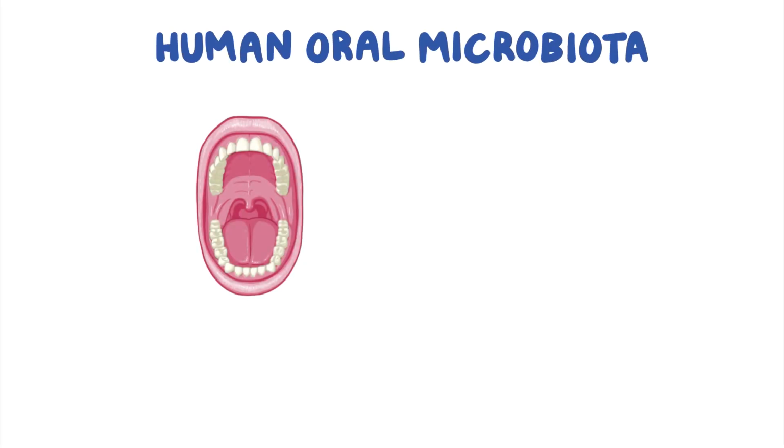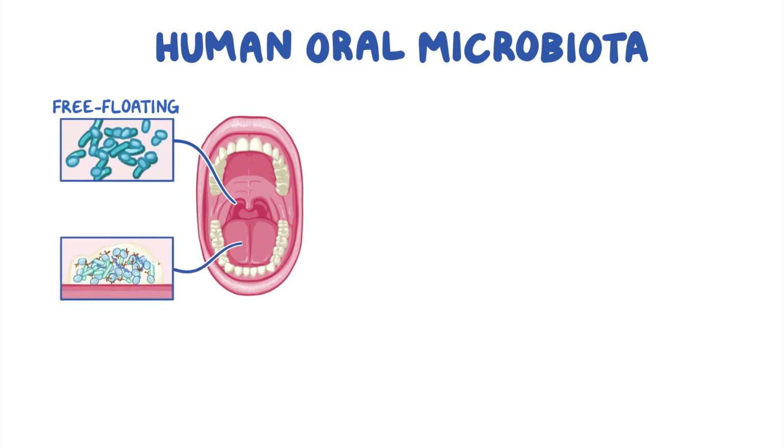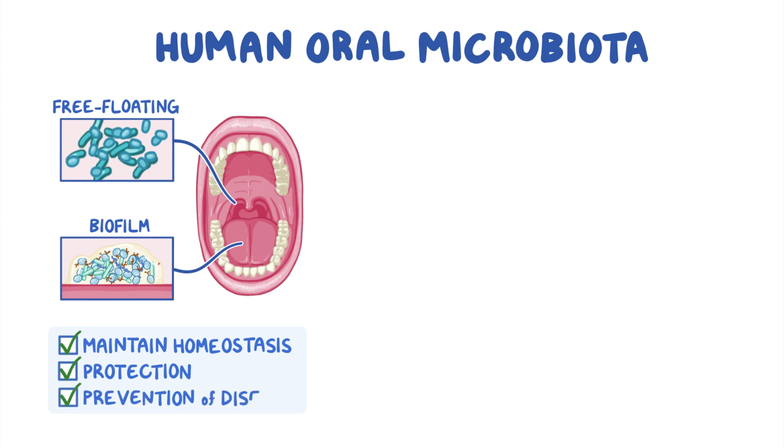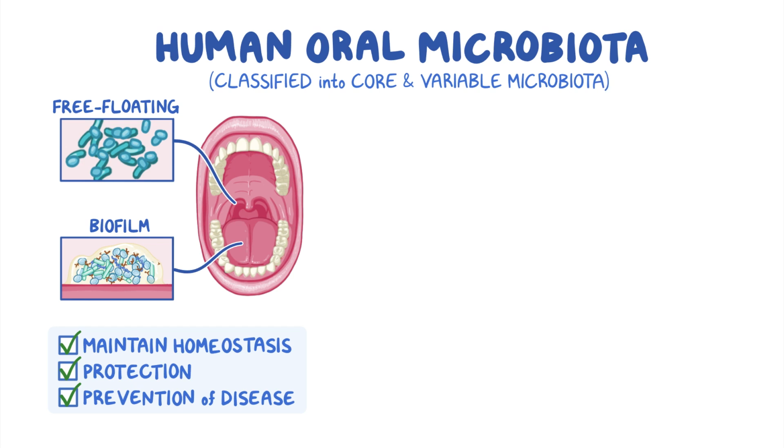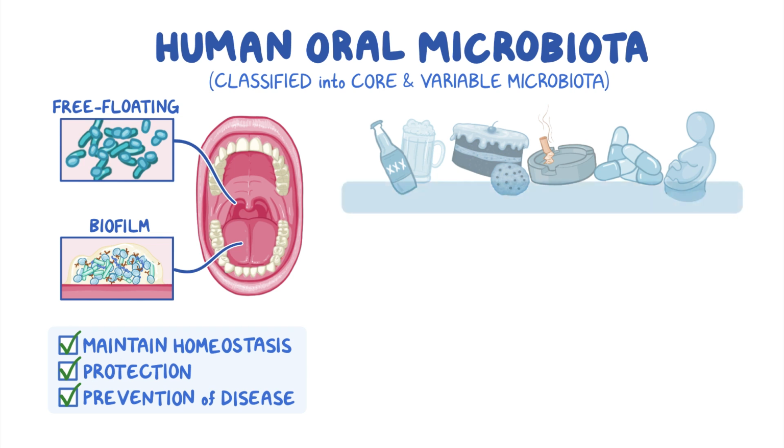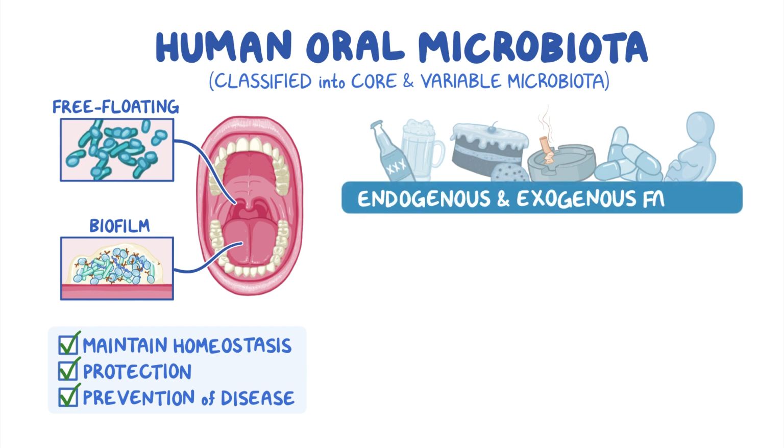Alright, as a quick recap, the human oral microbiota is represented by the community of microorganisms which are normally found in the oral cavity and can exist as free-floating bacteria or in the form of a biofilm. The oral microbiota plays an important role in maintaining oral homeostasis, protecting the oral cavity, and preventing disease. It can be classified into a core microbiota, which is the same for all individuals, and a variable microbiota, which is different between individuals.